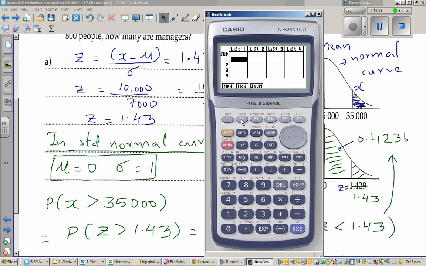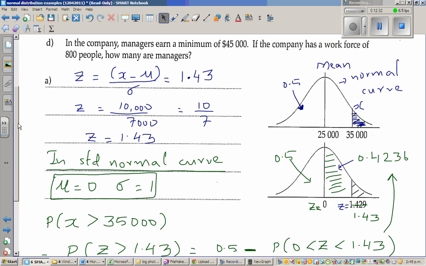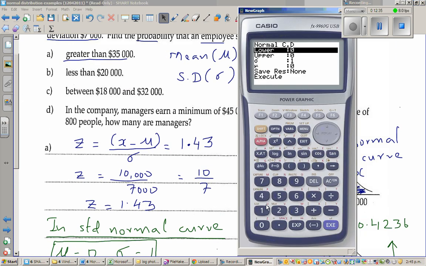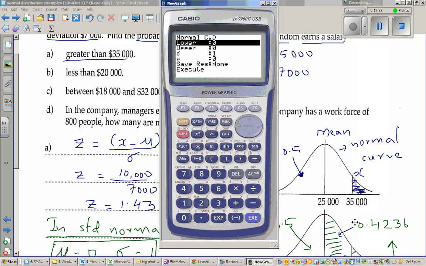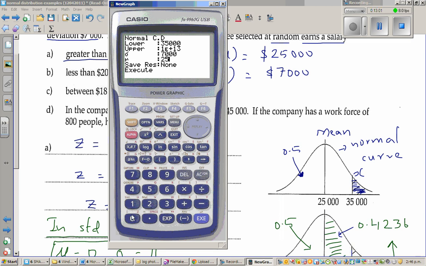Then cumulative. They ask you for the lower and the upper value. If you want to directly get the answer, you put lower as 35,000 and upper as any huge number, so I'll put many zeros. Your standard deviation sigma is 7,000, and your mu is 25,000. Then you execute, and this is your answer.